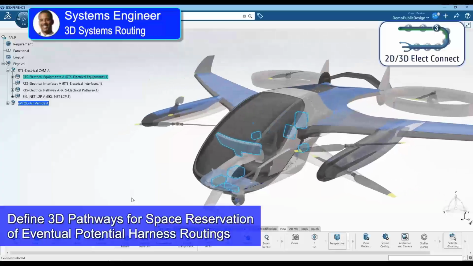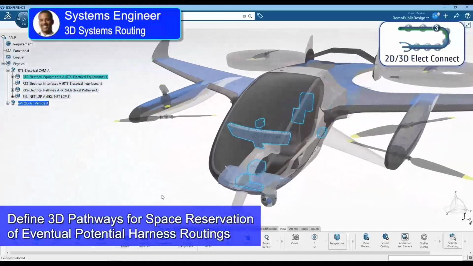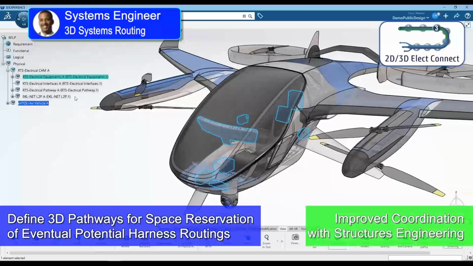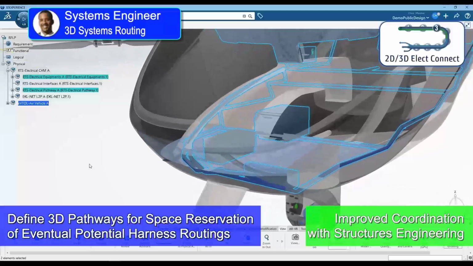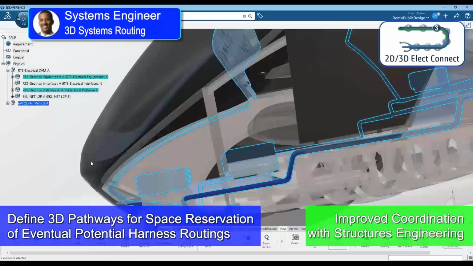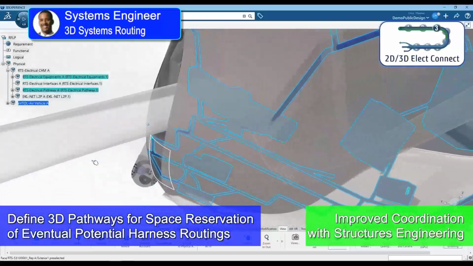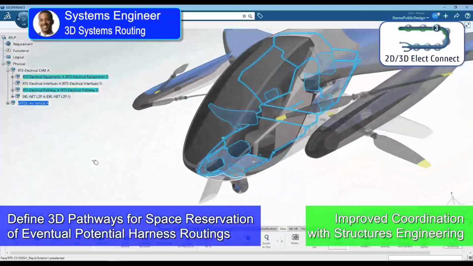Concurrently with the electrical block diagram definition, the 3D systems engineer defines pathways to reserve 3D space where wire harnesses could be routed. With these pathways, he defines a 3D network of how signals can travel between equipment, and also how critical signals must be segregated and separated.